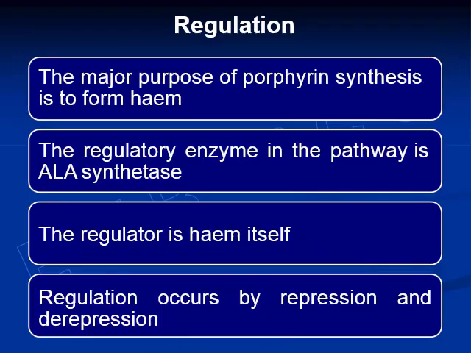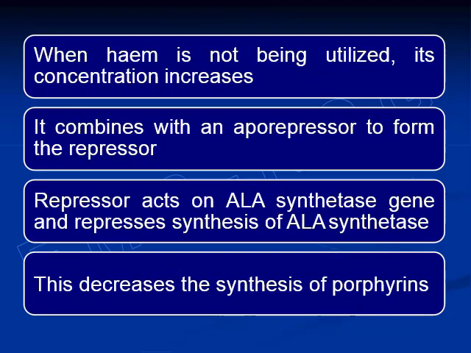Now, this process of regulation: how this porphyrin synthesis is regulated, we need to know. And this regulation is important in order to form heme. So the main enzyme involved in the regulation is our ALA synthetase that develops, if you remember, delta amino levulinic acid. The regulator is the heme itself. Regulation will occur by the process of repression and derepression. Let's see how. When heme is not being utilized, that is when we have a sufficient amount of heme in the body, the concentration will increase.